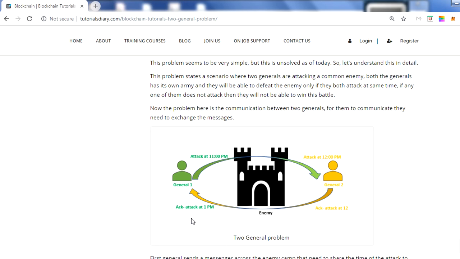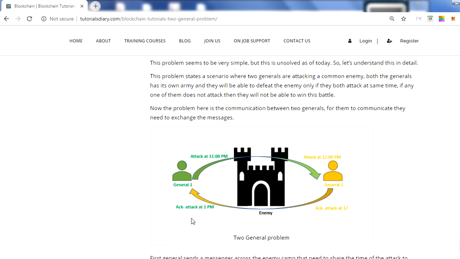So this is the problem which is still unsolved right now. How can we solve this puzzle? How can we solve this problem? Because they have to rely on each other, right? They have to rely on a messenger that has to go through the enemy camp, and many things can happen to the messenger, right? So General 1 is expecting an acknowledgement back from General 2, and General 2 is again expecting an acknowledgement back from General 1, and so on. General 1 and General 2 want to be in sync and make sure they both attack at the same time, because if neither of them attacks, or only one of them attacks, they will lose the battle, right?